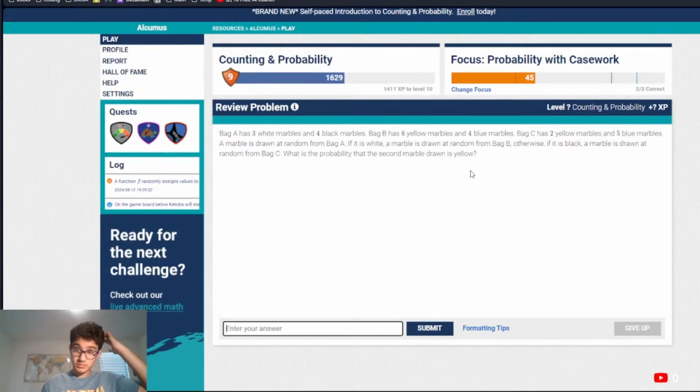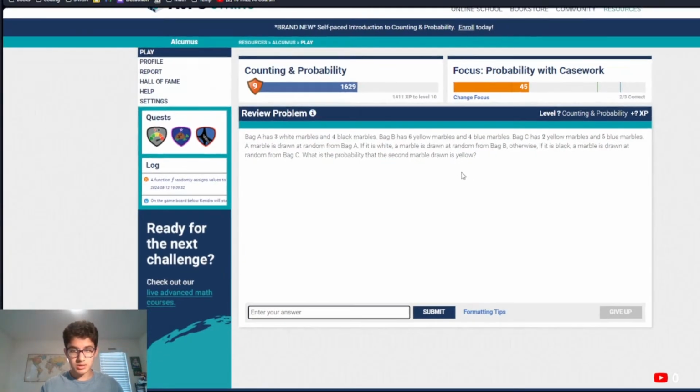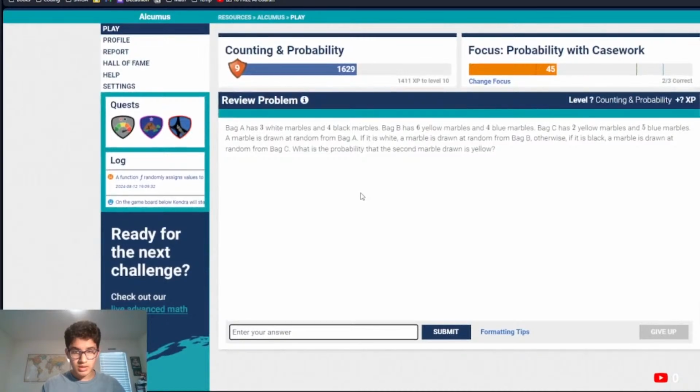Okay, so if it's white, that's a 3/7 chance. Then you multiply that by the probability that it's yellow from bag B. If it's white from bag A, then a marble is drawn at random from bag B, and you want the probability that the second marble drawn is yellow. So that'll be 3 out of 5 plus 4 out of 7 times, now you do it from bag C, which is a 2 out of 7 chance.